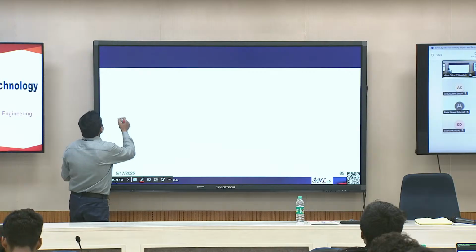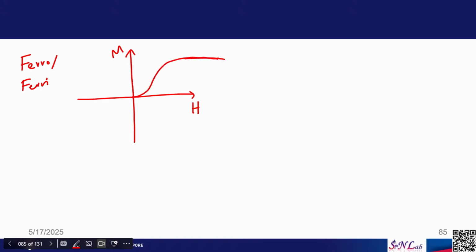Okay, then we moved on to discuss ferro or ferrimagnetic materials. In ferro or ferrimagnetic materials, let us say you want to measure the magnetization as a function of applied field. The magnetization will not increase linearly, it will go non-linearly and saturate at a certain field. And when you reduce the magnetic field, it will not follow the same path, but it will follow a different path, and it may retain some of the magnetization.